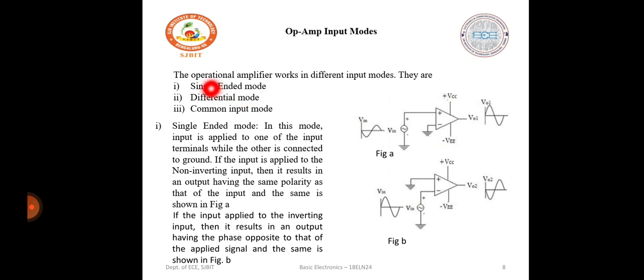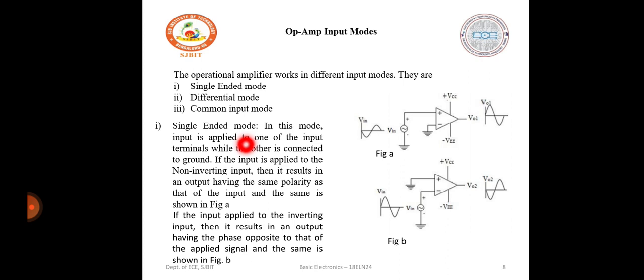An op-amp is going to consist of two or more differential amplifiers at the initial stage. The basic differential amplifier circuit is as shown. It has two terminals, V1 and V2, where V1 is the inverting terminal with a negative sign and the non-inverting terminal has the positive sign. The operational amplifier works in different input modes. They are the single-ended mode, differential mode and the common mode inputs.